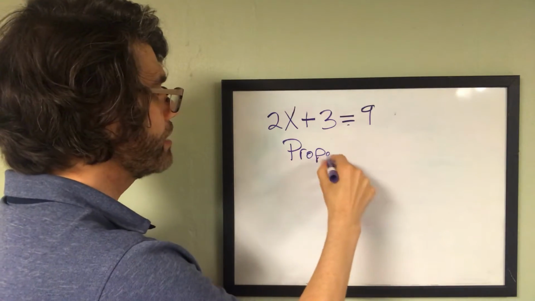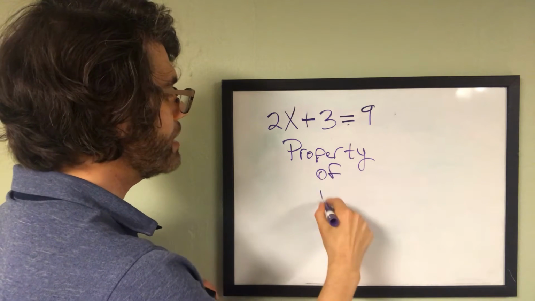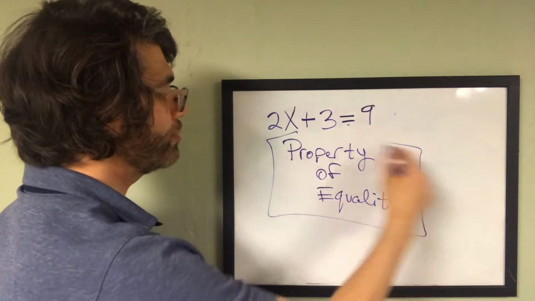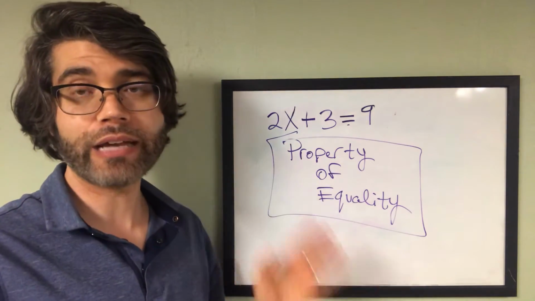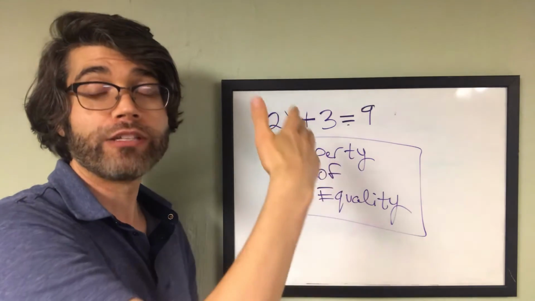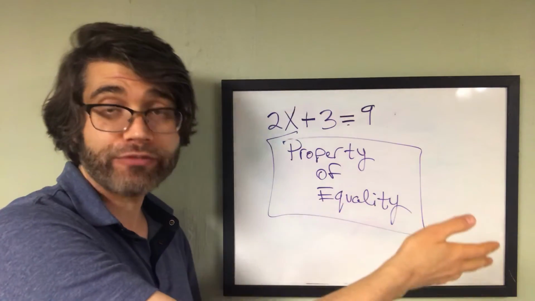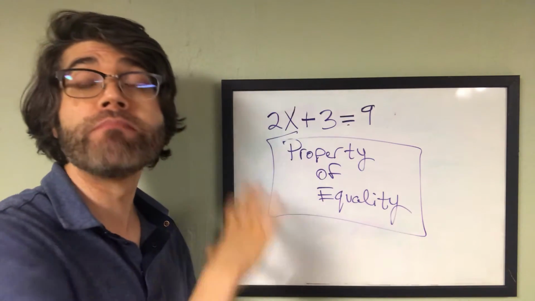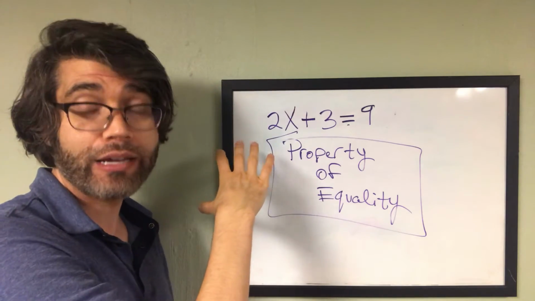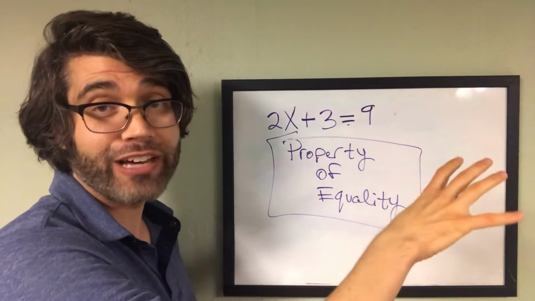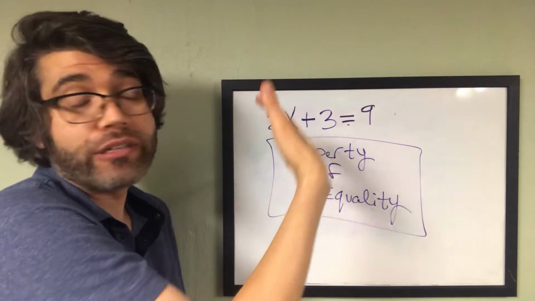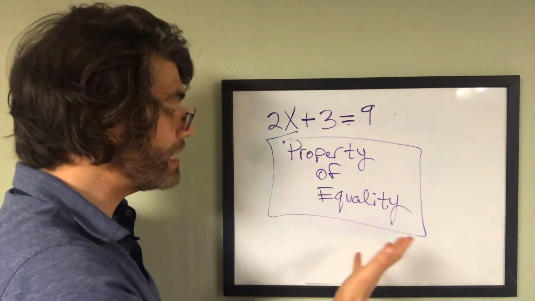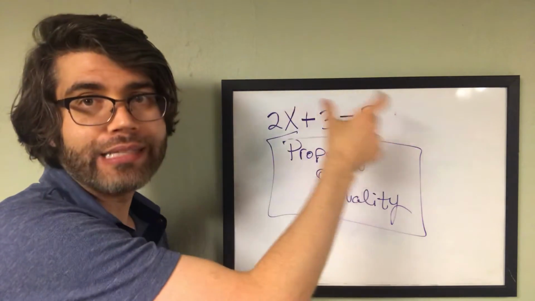The property of equality. This is the principle that whatever I do to one side, I have to do to the other side. Whether I am subtracting from one side, I have to subtract the same amount from the other side. Adding to both sides, it needs to be the same to both sides. Even multiplying, I can multiply one side as long as I multiply the other side by the same value. I can divide one side as long as I divide the other side by the same value, okay? This is known as the property of equality, meaning that I need to treat both sides equally.